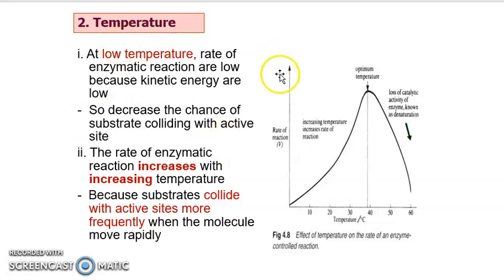Okay, so this is the graph of the temperature. So it will look like this. Okay, so kalau kita tengok one by one, at low temperature, the rate of enzymatic reaction is low. Okay, because kinetic energy is low.